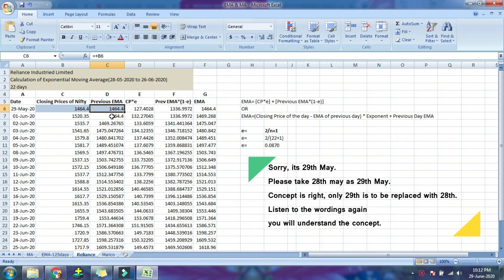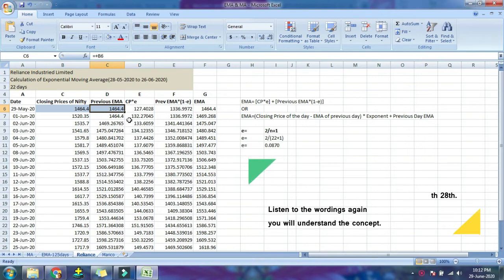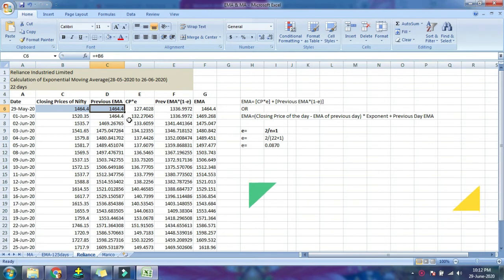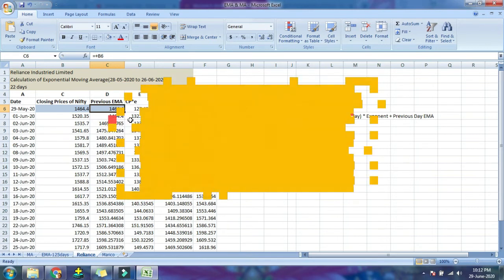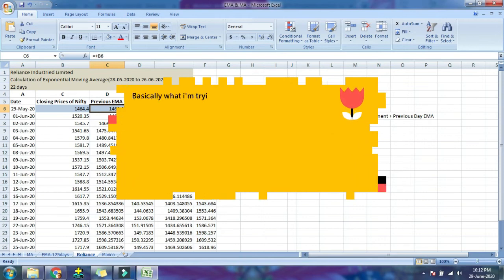It's not possible to manually calculate the exact EMA, because to calculate the exact EMA, one will have to take into consideration the closing prices from day one of its listing. I hope you understand it. For 28th May, we have assumed it to be the same as the closing price, right? But in reality, what should it be? It should have been the EMA of 27th.